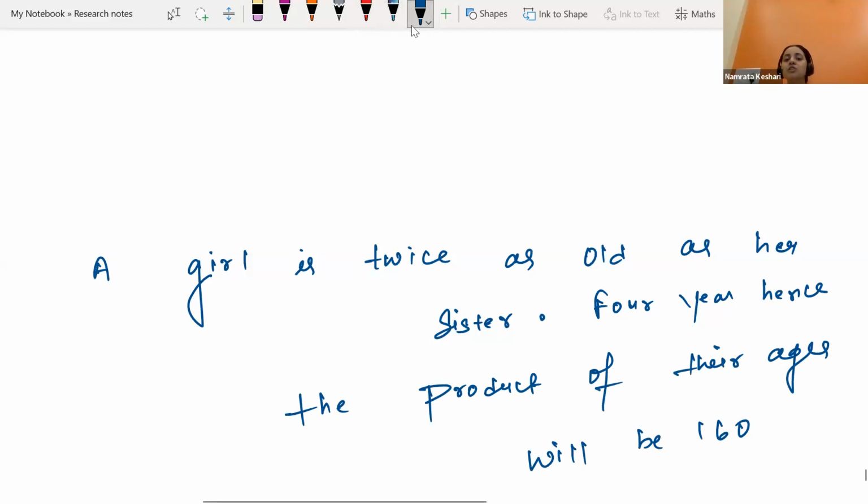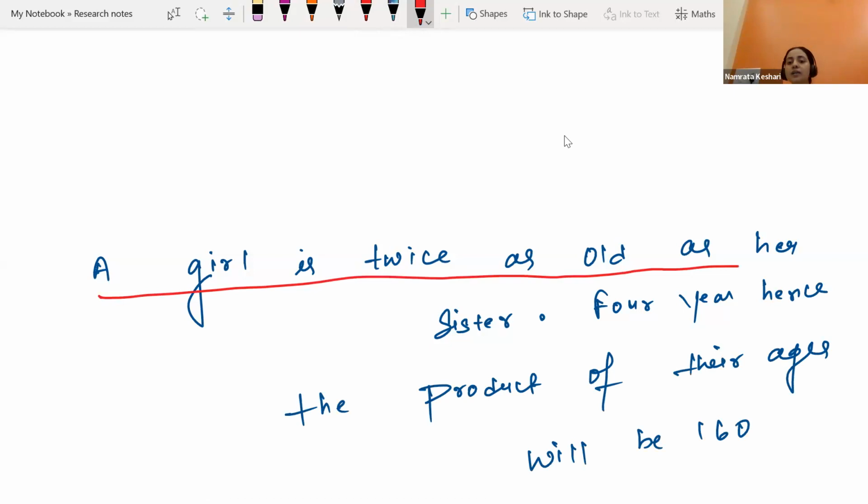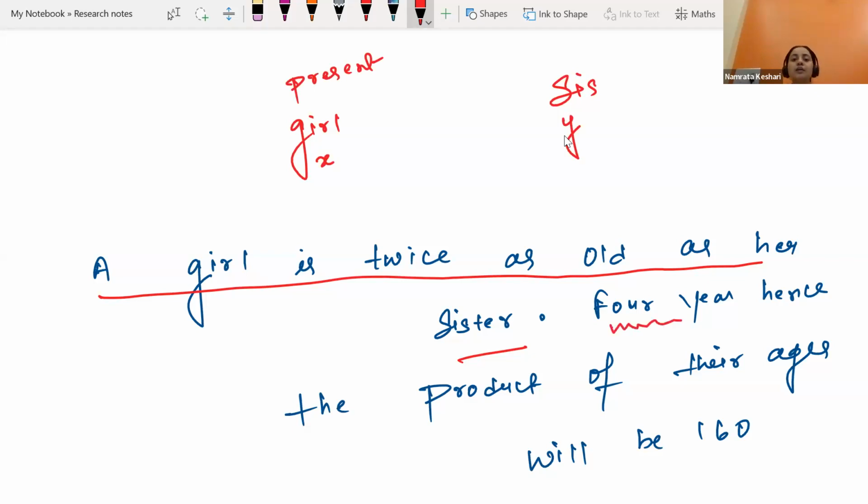Not only one, two equations we will be able to generate. So see carefully. यहाँ पे a girl is twice as old as her sister. A girl is there, okay, and sister is there. If you will take girl's age x, sister's age y, present age. Now again the same question like Sazia: why are we taking present age as x? Why not directly assume 4 years later girl's age is x and 4 years later sister's age is y? Why not we are taking like this?